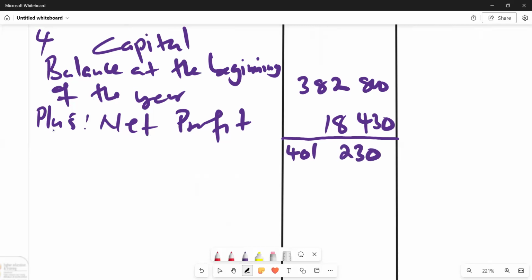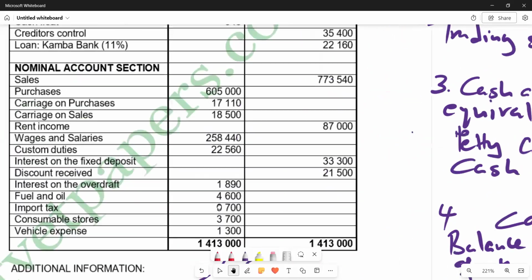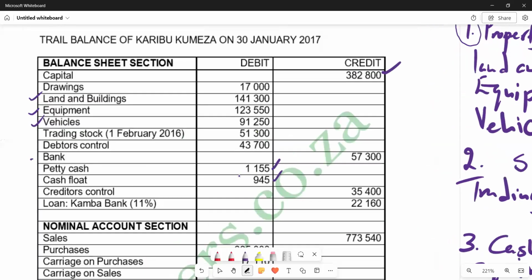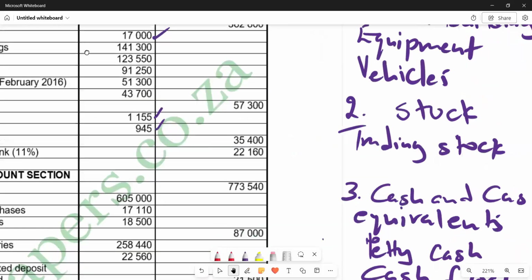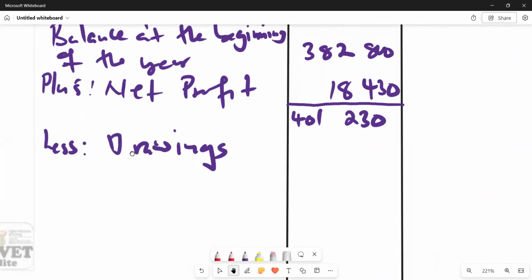Then here we less drawings. Remember, the question does not have additional capital, so we are just lessening drawings. Now we check the figure for drawings in the balance sheet section again. So you see that on the balance sheet section, the figure for drawings here is 17,000. So we come here, and we are seeing 17,000.